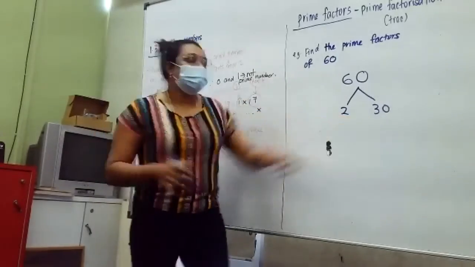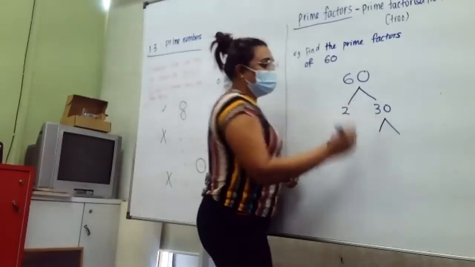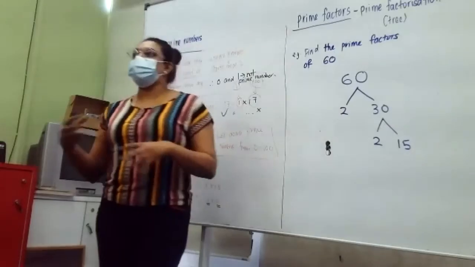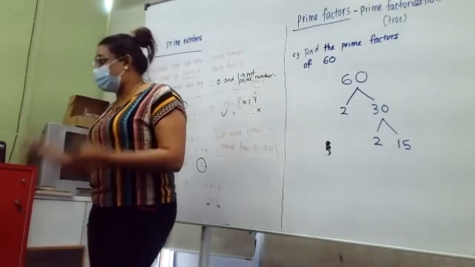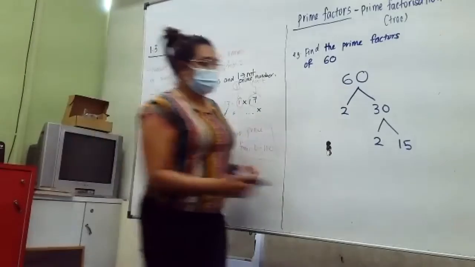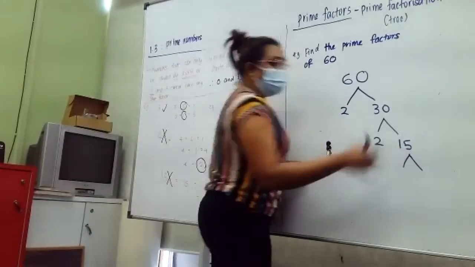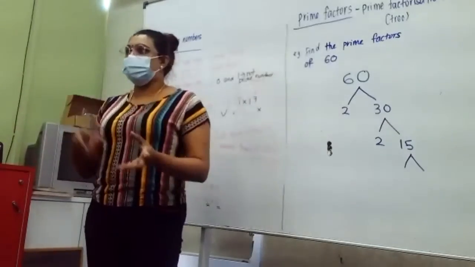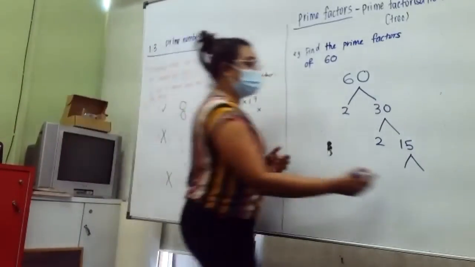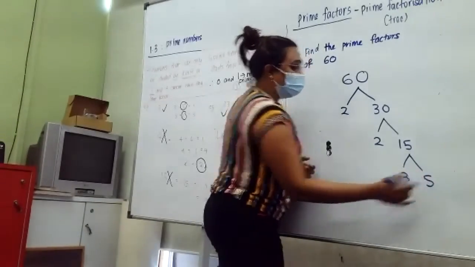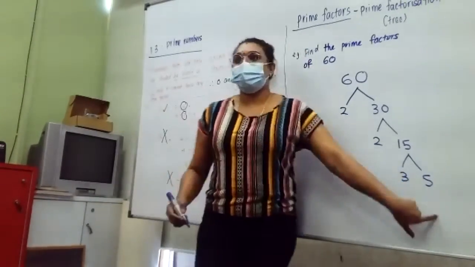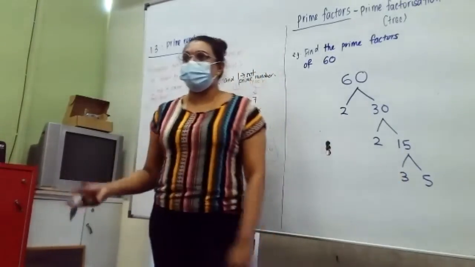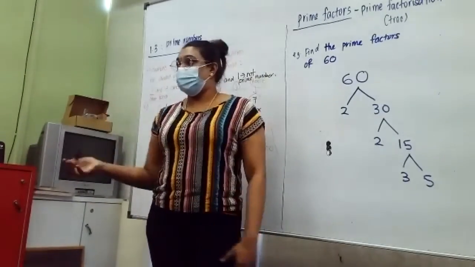Now this 30 you break down. 2 first. 2 times 15. Always start with 2 if you can divide the number with 2. 15, so what times what can you get 15? It's 1 times 15 or 3 times 5. So basically all these are prime numbers already, correct? 3 you cannot divide further. 5 also you cannot divide further because it's already a prime number.